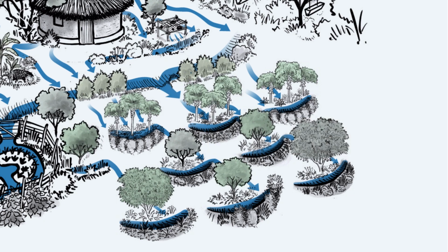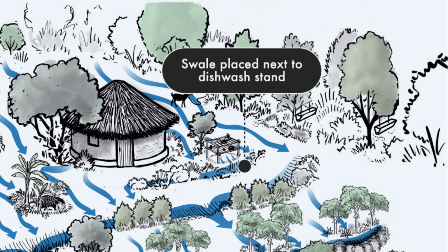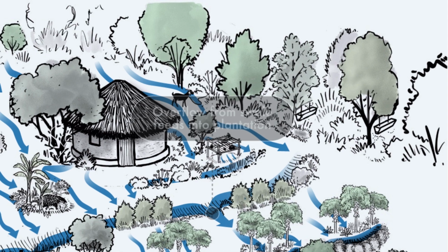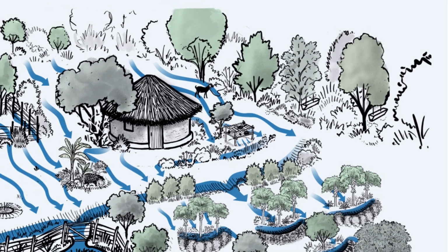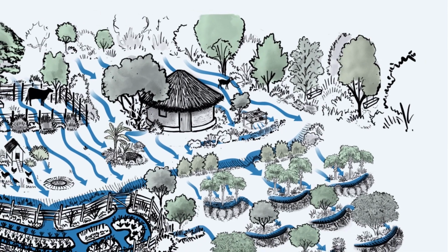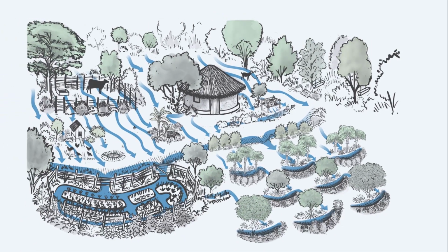which ensures that the water can be used equally by all the trees. Finally, the household has placed a swale next to the dishwash stand. The swale is filled with mulch and planted with sweet potato and cassava. The swale is also connected to the trees using a spillway so that any overflow from this swale feeds into the plantation. By using multiple connected strategies, this household has created a water management system that efficiently uses all the rainwater and wastewater available to boost garden production even without steady rains.